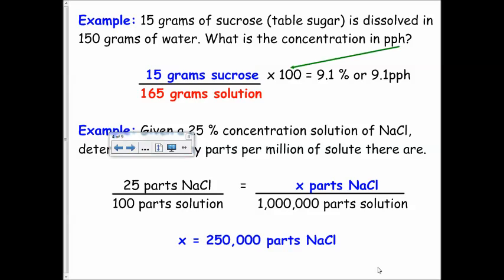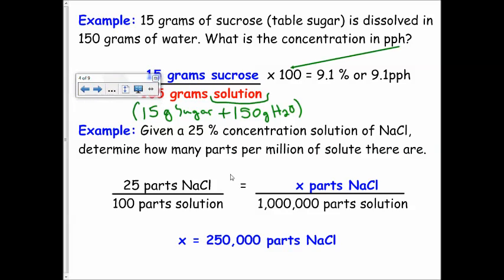So if we have 15 grams of sucrose, which is also known as table sugar, dissolved in 150 grams of water, what is the concentration in parts per 100? I should blank these out so you guys don't automatically have the answers. Again, you need to take 15 grams divided by 165 grams of, again, the word here is solution. This is going to be our 15 grams of sugar plus our 150 grams of H2O. Times 100, so that means that of my sugar it is 9.1% or 9.1 parts per 100.